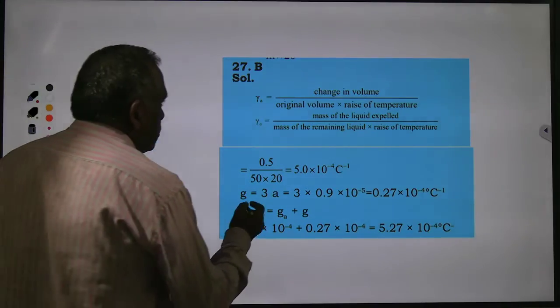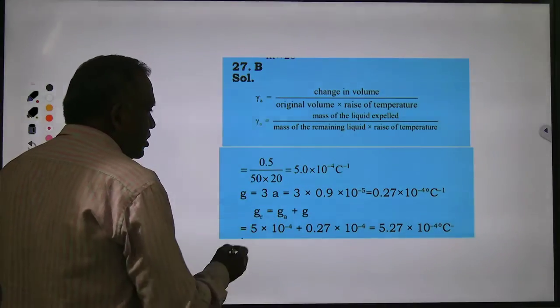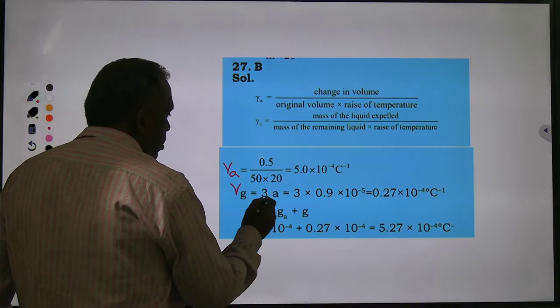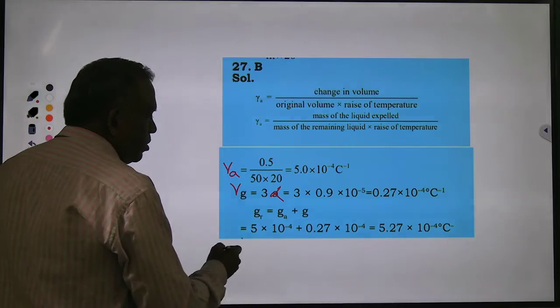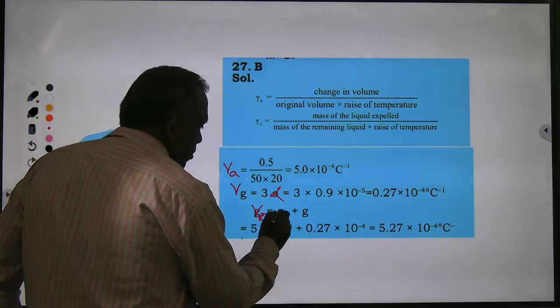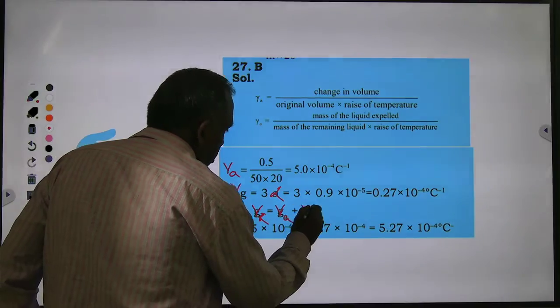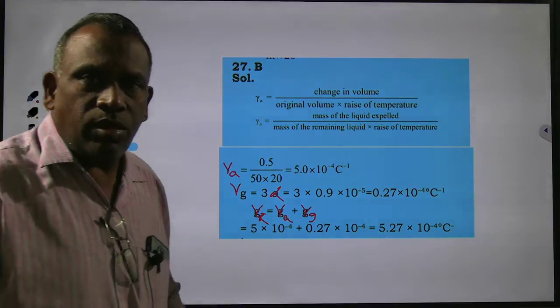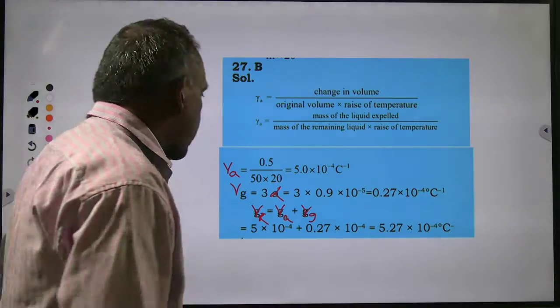Here there are some small changes. Gamma A is correct, here this is gamma A. Again here gamma G, this is 3 alpha. Again gamma R is equal to gamma A plus gamma G. The same thing that is explained here, what I just explained in the previous slide.